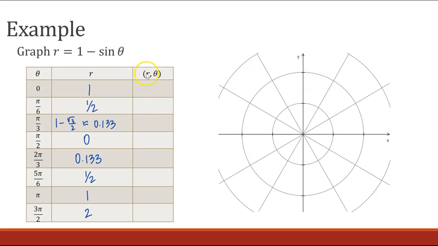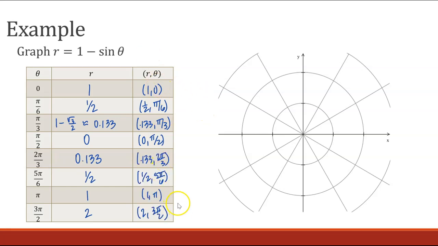Now the points, remember, are of the form r comma theta, so the directed distance goes first. So these coordinate points are 1, 0, 1/2, pi over 6, that 0.133, pi over 3. So the angle always goes second, and so on. All right, so now let's plot these polar coordinate points.